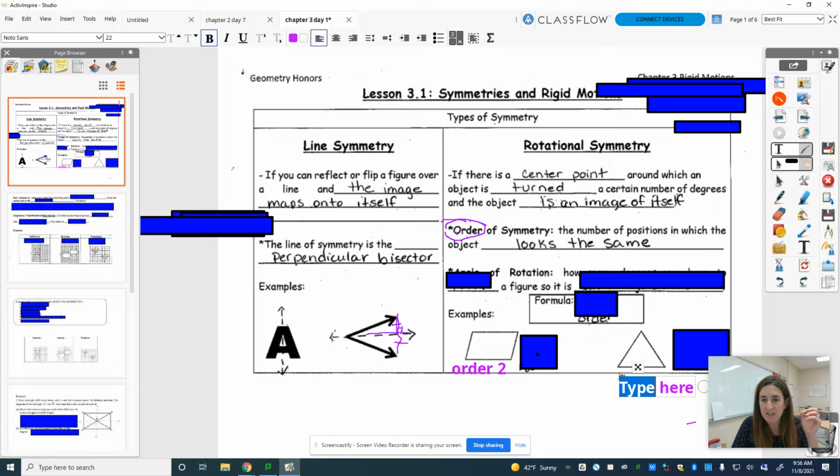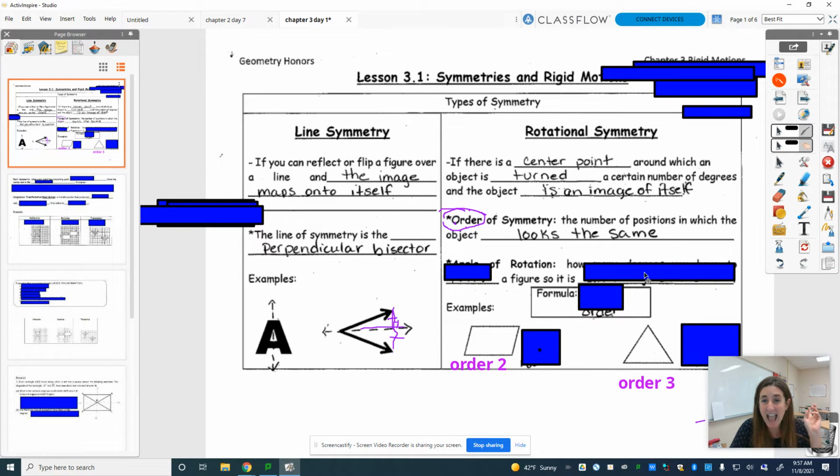However, this nice little equilateral triangle over here has an order of 3. Okay, so it has an order of 3 because it could take 3 turns, and each time it turns, those 3 times, it looks like itself. Order is how many times it can turn and look like itself.